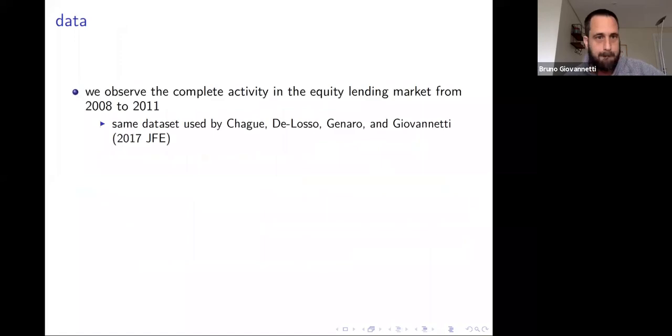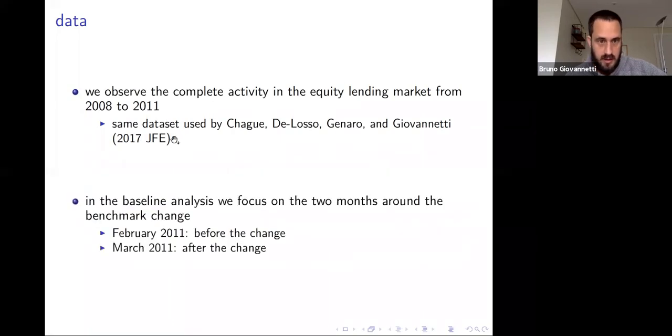Data. It's exactly the same data set used in our previous paper. It's the complete activity in the equity lending market from 2008 to 2011. In our baseline analysis, though we have some robustness exercises, we focus on the 2-month period around the benchmark change. So we focus on these 2 months here, February 11, March 11; the benchmark change was March the 1st. So we have 1 month before the change, 1 month after the change.